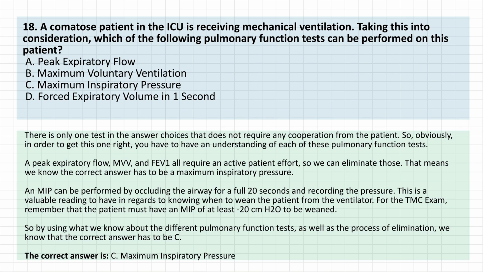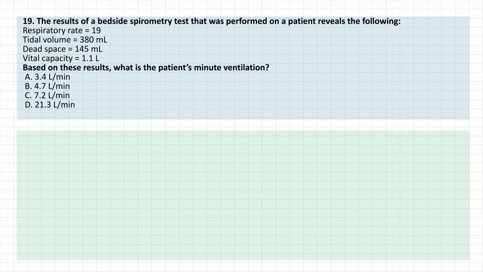So, by using what we know about the different pulmonary function tests as well as the process of elimination, we know that the correct answer has to be C. Maximum inspiratory pressure. 19. The results of a bedside spirometry test that was performed on a patient reveals the following: a respiratory rate of 19, a tidal volume of 380 milliliters, a dead space of 145 milliliters, and a vital capacity of 1.1 liters. Based on these results, what is the patient's minute ventilation?